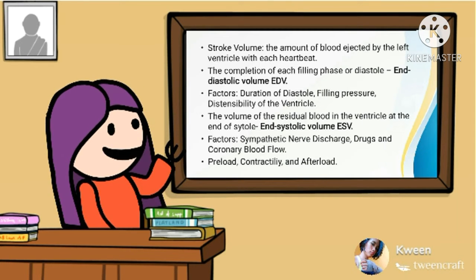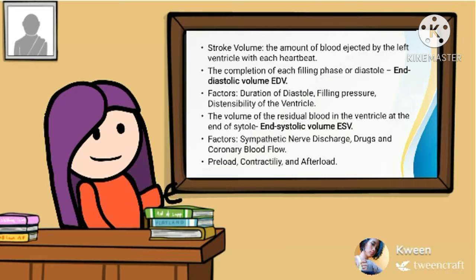The volume of the residual blood in the ventricle at the end of systole is known as the end systolic volume, or ESV. The volume of systolic ejection and the rate at which it is ejected are related to the strength of myocardial contraction and opposed by the outflow resistance to the ejection of blood from the left ventricle offered by aortic or arterial blood pressure.